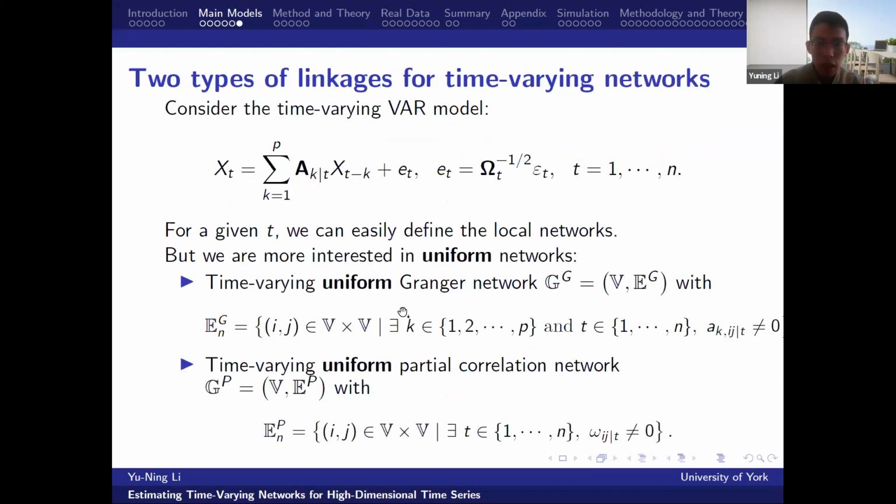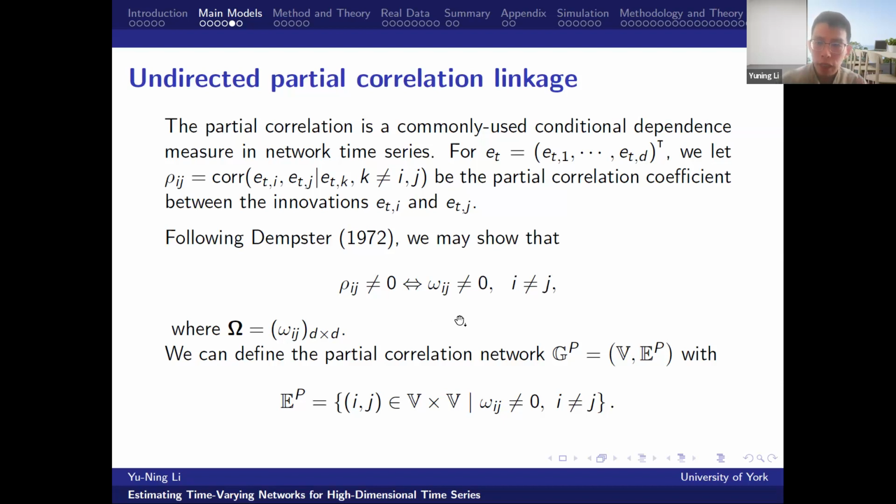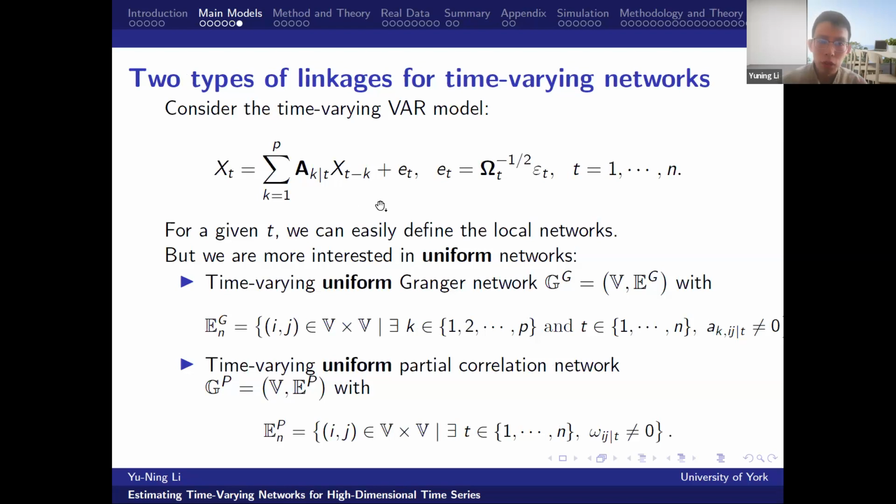So these two slides just define the network for a static VAR model. And in our paper, we need to consider the network for the time-varying VAR model. Firstly, if we only consider a specific time t, then we can easily define the local network. And it can be estimated just using the local samples, and we don't even need to use a time-varying VAR model.